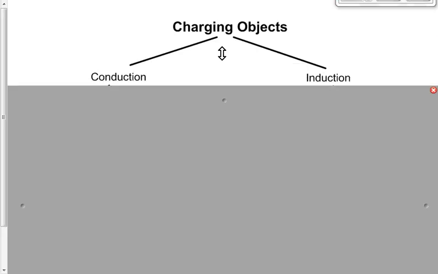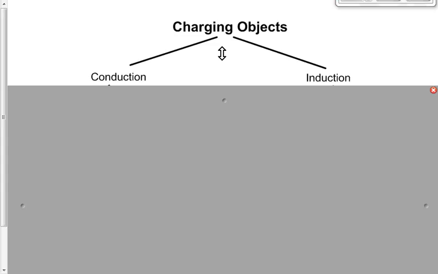How did it do that? What's the mechanism by which that charge was transferred? What's the mechanism by which we charge any object, let alone that balloon that was rubbed against your hair? Well, there's two mechanisms. The two general mechanisms or categories for charging objects we call conduction and induction.